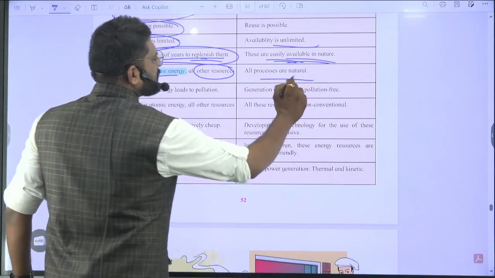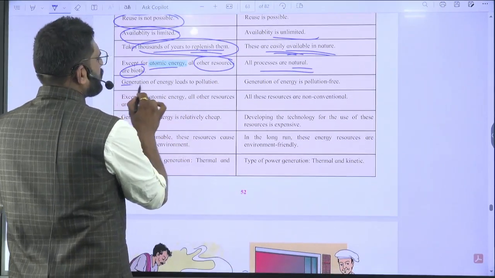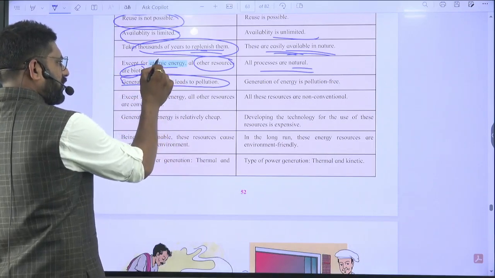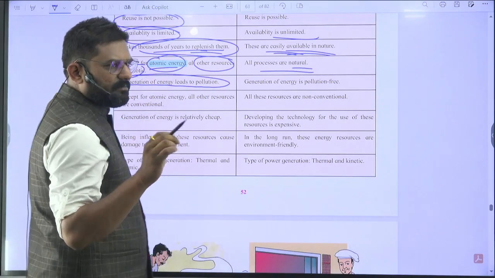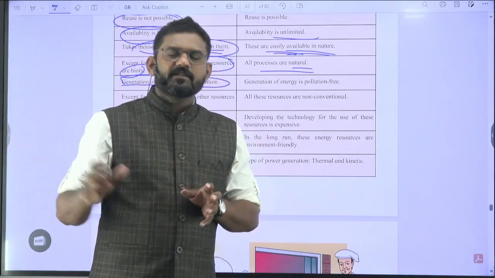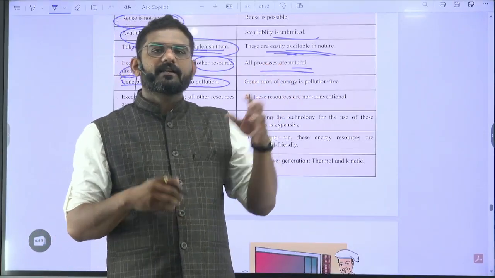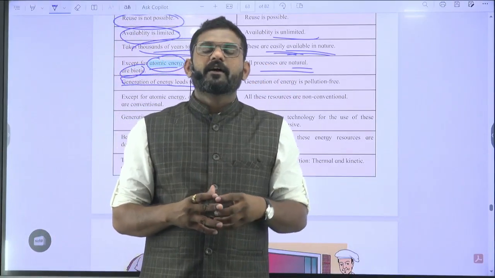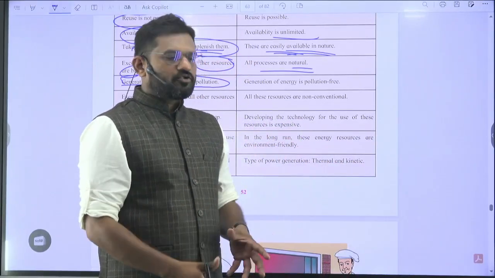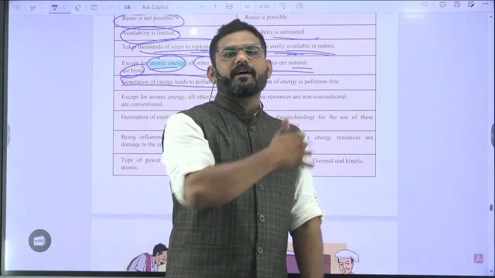All processes are natural, completely natural. Generation of energy leads to pollution. Atomic energy generation leads to very little pollution, that too at a very later stage, when the residue of atomic energy, which is very radioactive, we call radioactive waste. So where to put this radioactive waste? Wherever I'm keeping this radioactive waste, people around it are in danger.